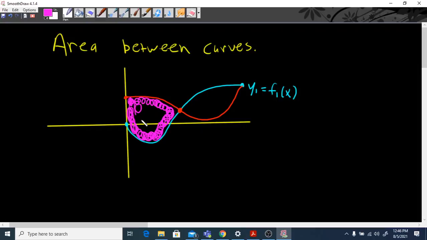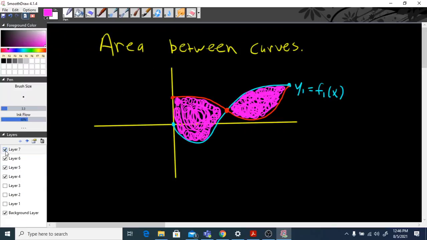And if we remember that integration of a curve gives us the area between that curve and the x-axis, then doing this isn't so bad. All we really got to do is subtract the two. So this is the area we're interested in, and how are we going to get it? That's what we're talking about. Let me see if we can toggle that. Yeah, so that's the area that we care about.